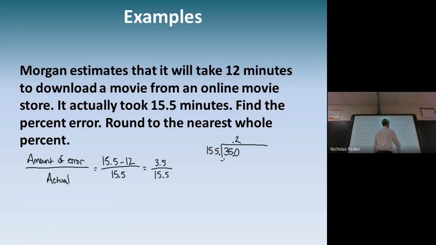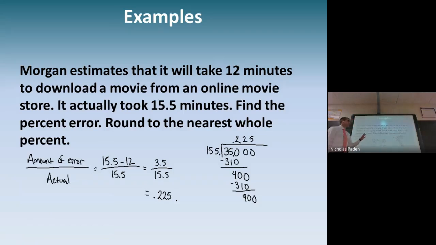So the 2 will go above the 0. 155 times 2 would be 310. Subtract that, we get 40 left over. We'll pull down a 0. Now, if it continues to go and we need to round to the nearest whole percent, like we did yesterday with percent of change, go to where there's 3 numbers after the decimal point. So we need to do at least 2 more times of division. It's going to be a 2 there. We subtract 310 again. We get 90. Pull down one more 0. And 155 goes into 900, it's going to go 5 times. So we get 0.225.